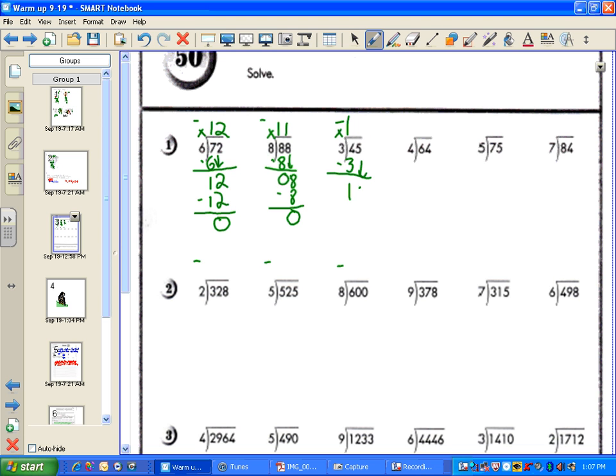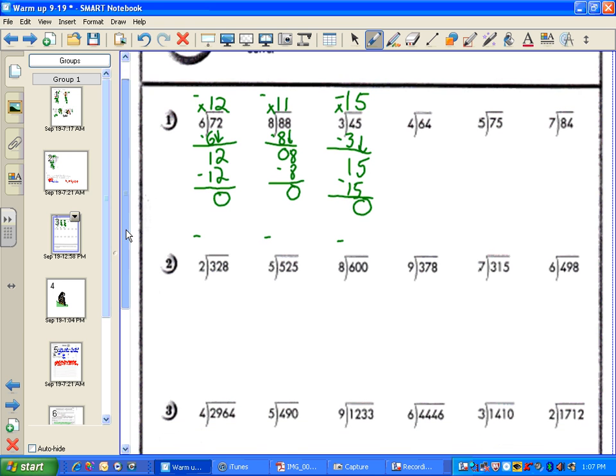Bring down your 5. So if you're getting any step of this wrong, make sure you're checking to where you messed up. How many 3's are in 15? 5. Touch it. 5 times 3 is 15. Subtract, you get remainder 0. Now do these 3 on your own. I'm not going to show you how to correct them. We may talk about them tomorrow in class. But if you're getting these 3 right, you should be all right.